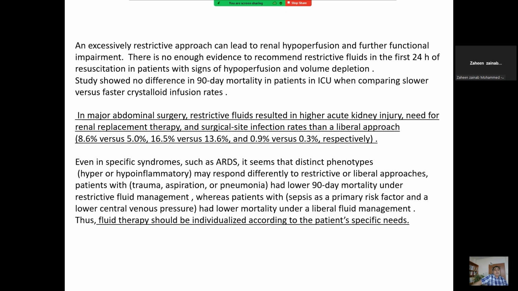Even in specific syndromes such as ARDS, it seems that distinct phenotypes, hyper or hypoinflammatory, may respond differently to restrictive or liberal approaches. A patient with trauma, aspiration, or pneumonia had lower 90-day mortality under restrictive fluid management, whereas patients with sepsis as a primary risk factor and a lower central venous pressure had lower mortality under a liberal fluid management. Thus, fluid therapy should be individualized according to the patient's specific needs.